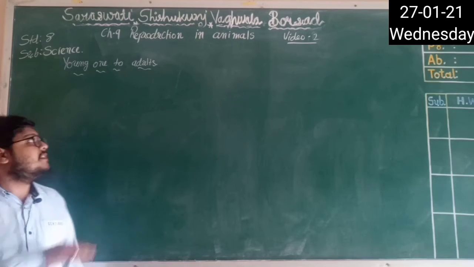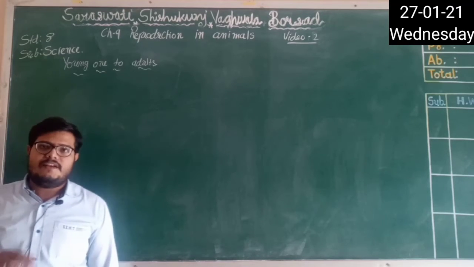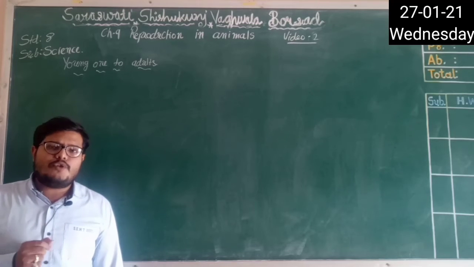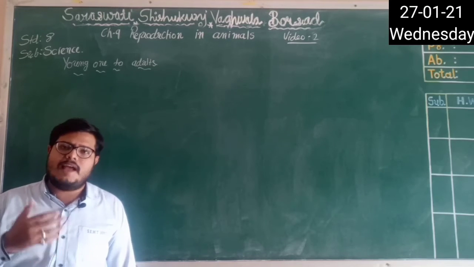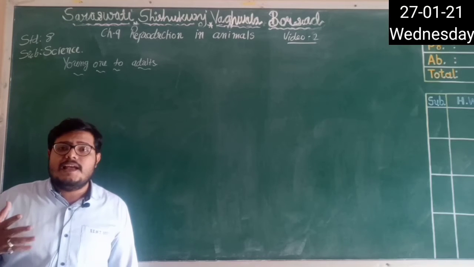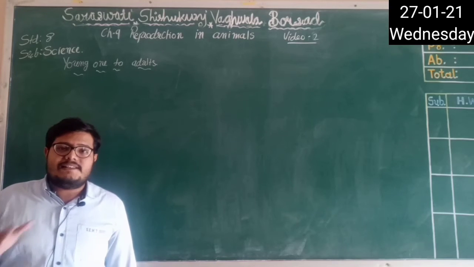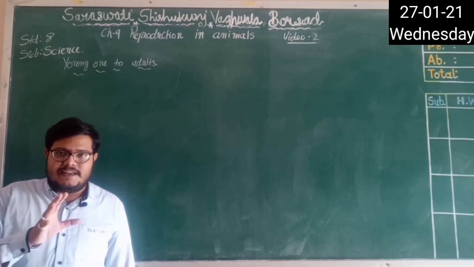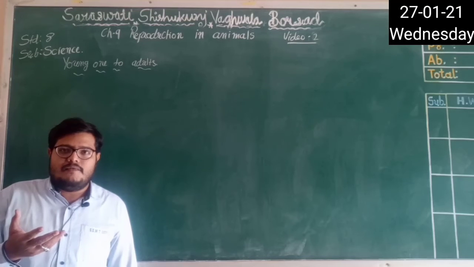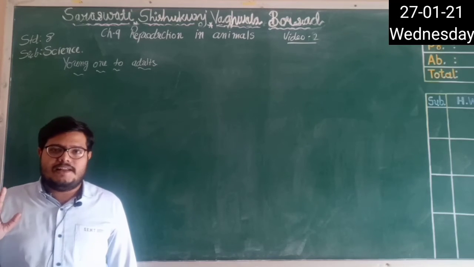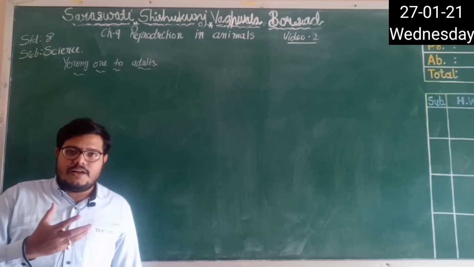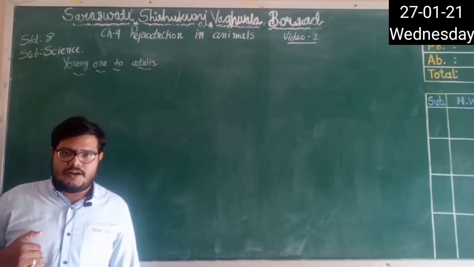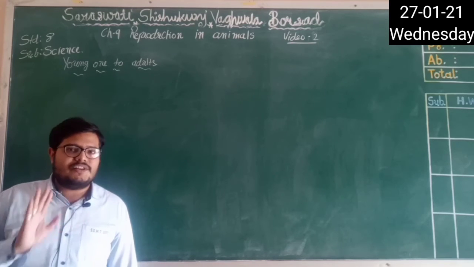Now our next topic is young one to adults. When we talk about human beings, our basic body structure like two hands, two eyes, nose, mouth, two ears, hair and other body parts remains as it is. It doesn't develop more, like we didn't get three hands or four legs. Yes, size increases and many other things occur inside the body, but our basic structure remains the same.